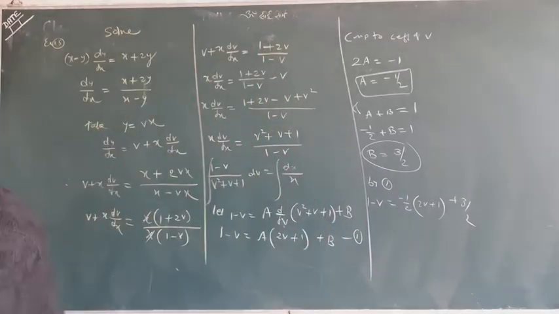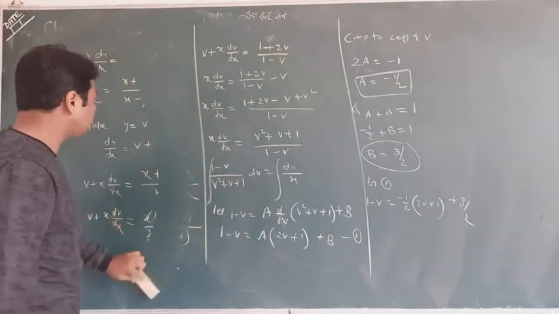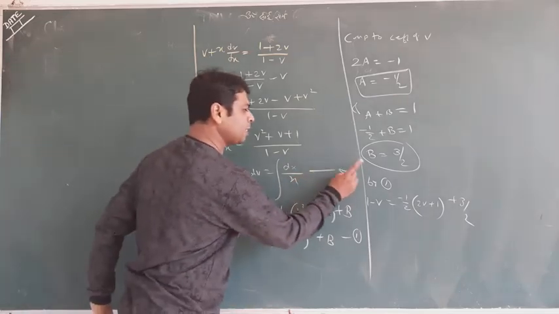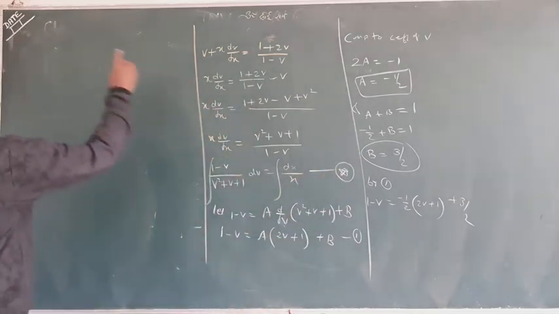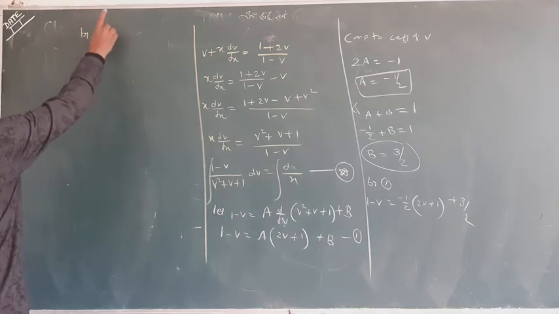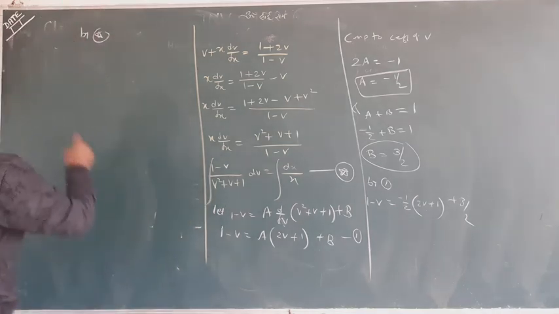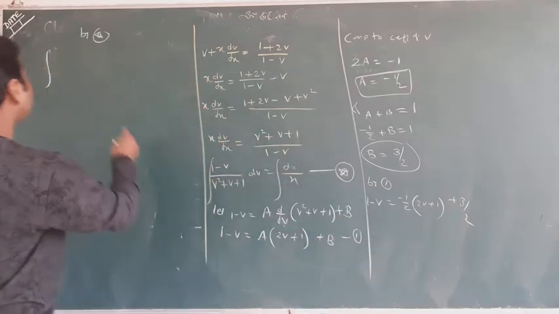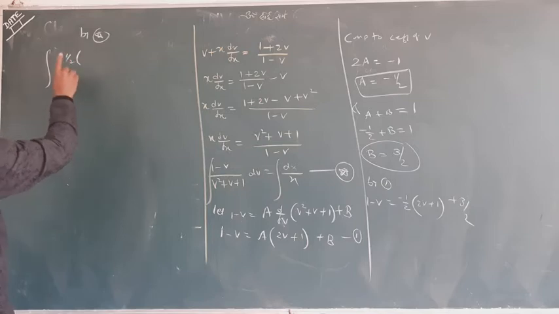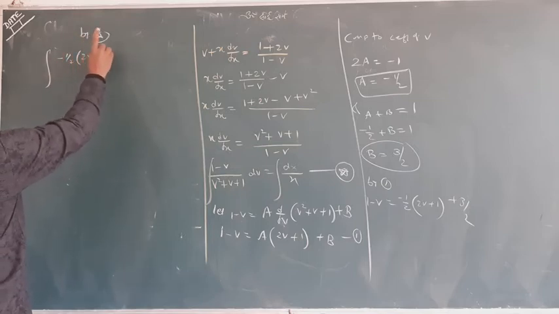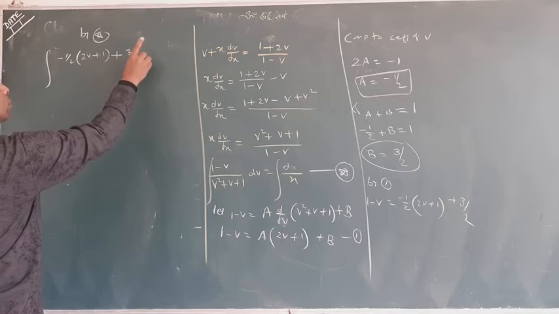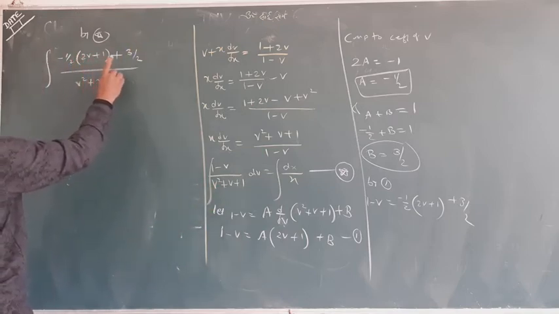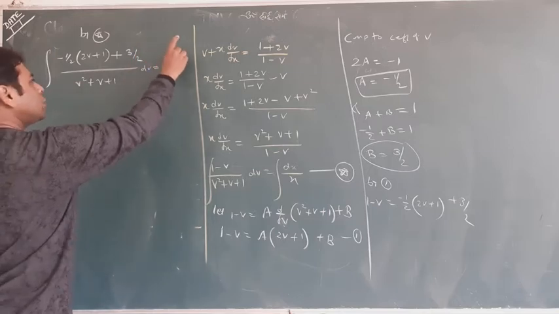Now what I'll do, I'll rub all the things because we have already seen it properly. Now I'll go with this particular equation, star by star. Can you see, this is integration: minus half, 2v plus 1, plus 3 by 2, upon v square plus v plus 1, dv is equal to dx by x.